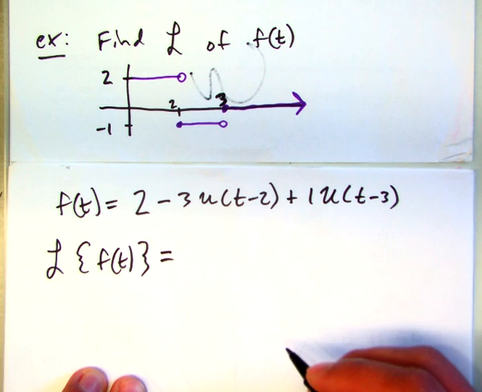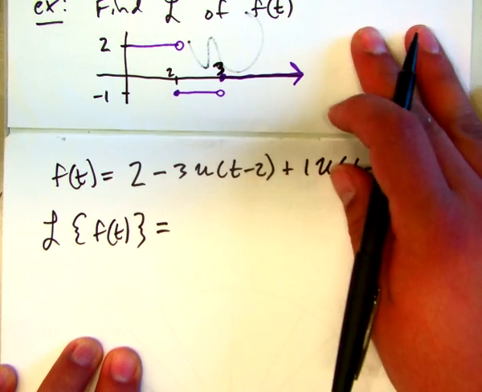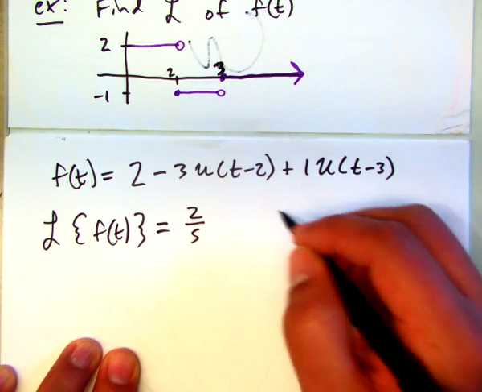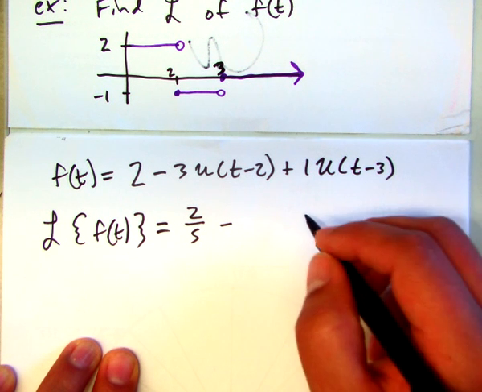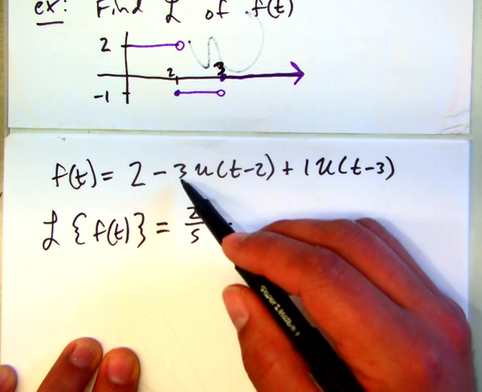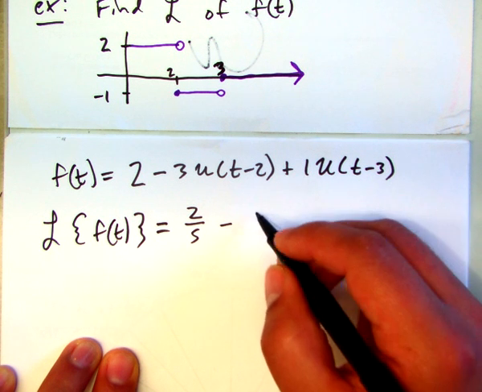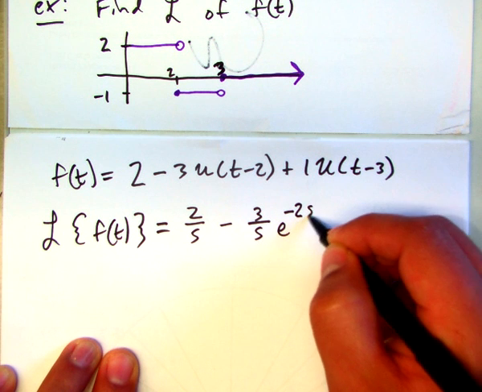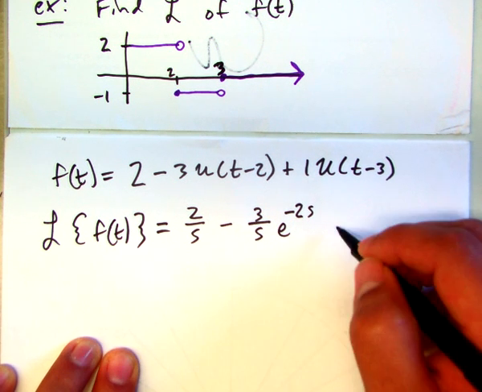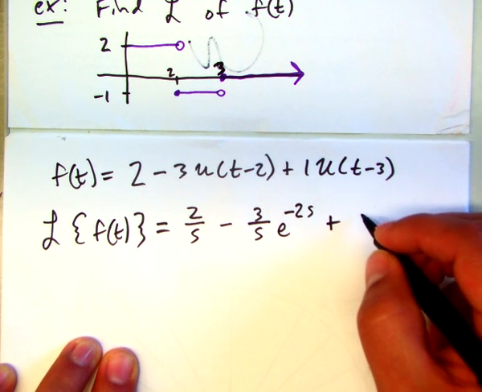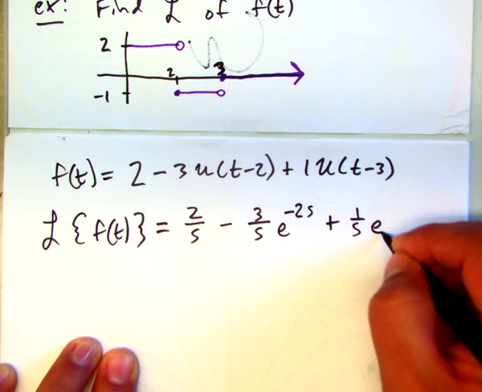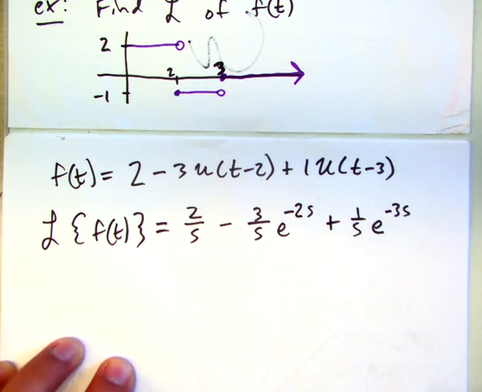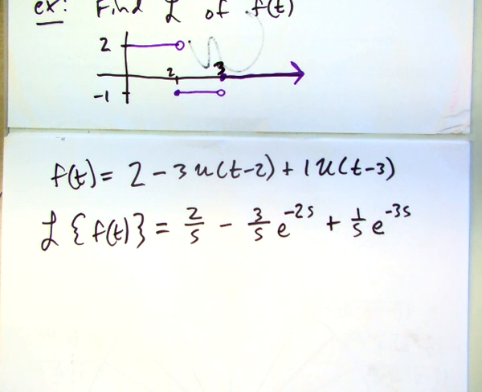Transform of 2 is 2 over s, minus transform of 3 is 3 over s, and we have an e to the minus 2s, plus, this is just transform of 1 again, so it's 1 over s times e to the negative 3s. Okay, so when we have constants, it's pretty easy to work with. It's always going to be over s, and you just have to throw in the exponential part of the term.